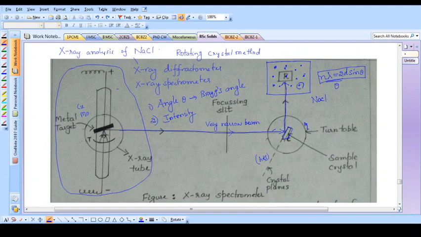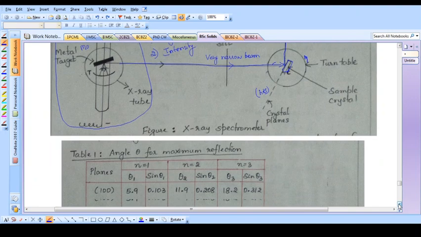Let us not go into much experimental details. Let us use some data that is obtained from this experiment. I have copied down the data.